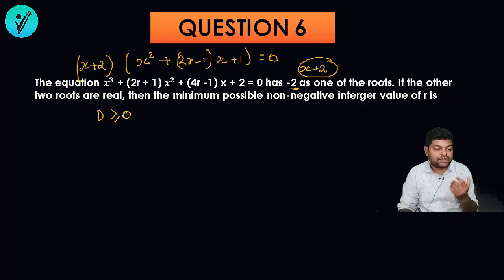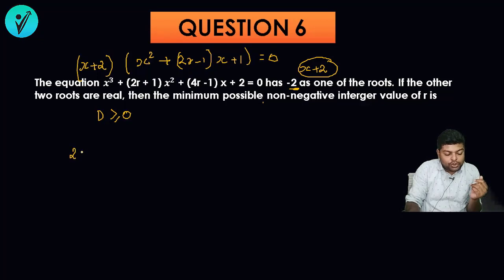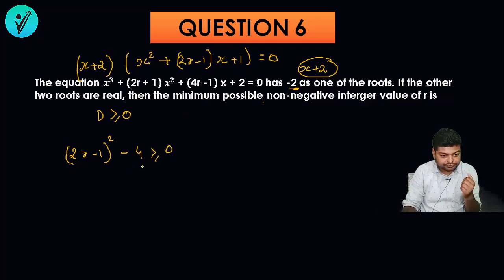For your quadratic equation, if you want it to have real roots, how is it possible? Your discriminant has to be greater than or equal to 0. So how do we get the discriminant here? It will be b square minus 4ac. So this is my b, right? So b square will be what? It will be (2r minus 1) whole square. So b square minus 4ac, so it will be 4 times a, which is 1, and c, which is 1, should be greater than or equal to 0. This is what we get, right?